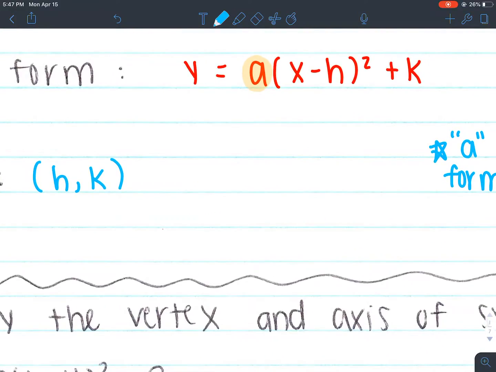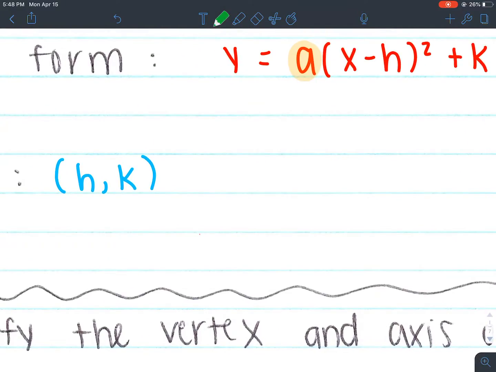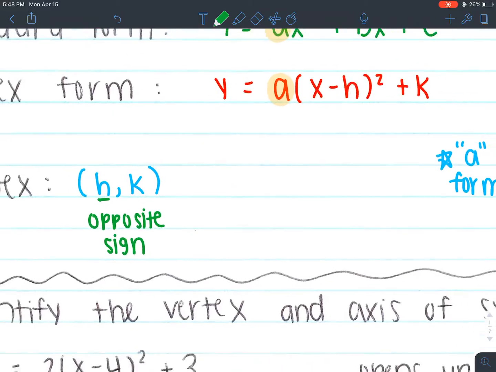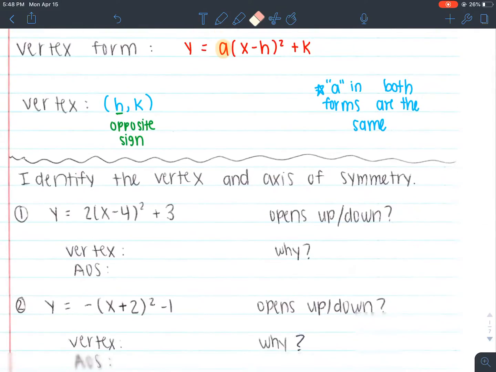Do you see how the h is located inside the parentheses with a minus sign? That minus sign tells me that my h is going to be the opposite of what I think it is. So this will be the opposite sign. But whatever k is, it'll stay. So for example, if I have x plus 3, then h is going to be -3. It's always going to be the opposite sign. But whatever k is, k will stay exactly the way it is.